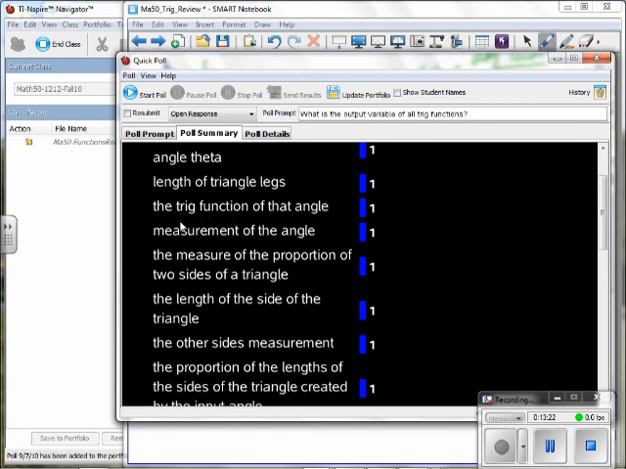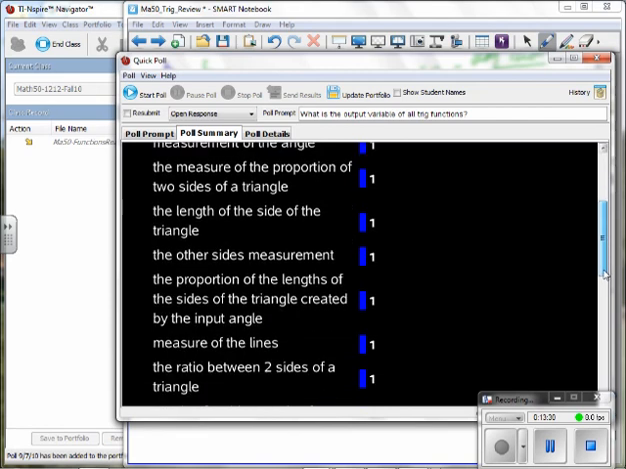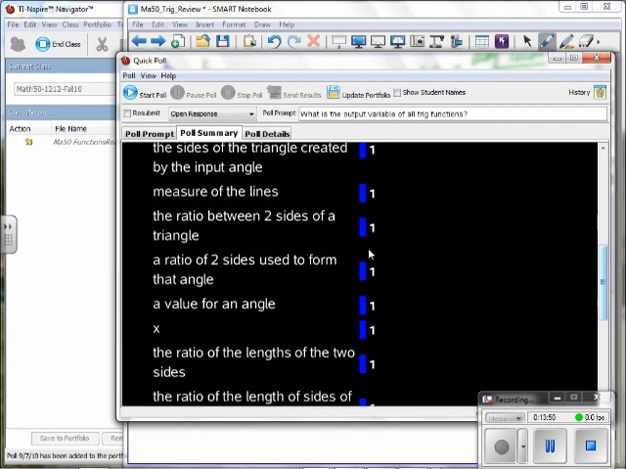If you say it's the trig function, that's too general. We need more specific. Measurement of the proportion of two sides, absolutely correct. The length of the side, meaning one, no, it's the ratio between two sides. The other sides' measurements, yeah, but what do you do with those? Add, subtract, multiply, divide. Proportion of the lengths of the sides of the triangle created by the input angle, absolutely. Measure of the lines, a little too general. Ratio between two sides, make sure it's a right triangle, because generally speaking we only talk about this with right triangles. We can do others, but generally speaking.